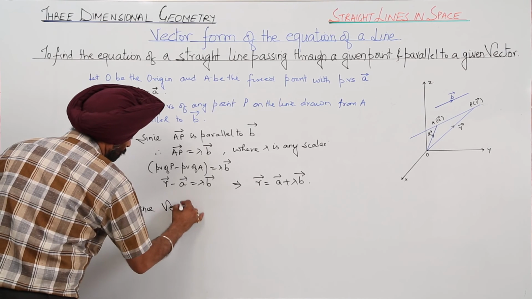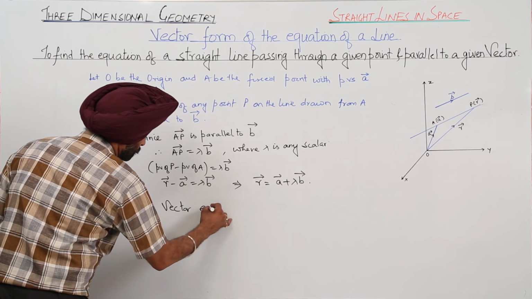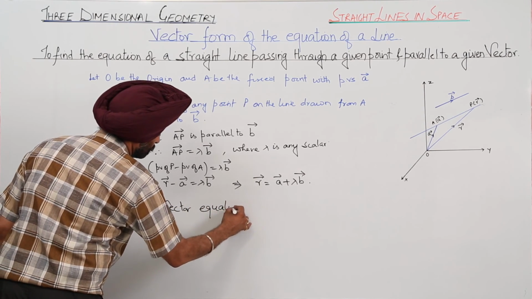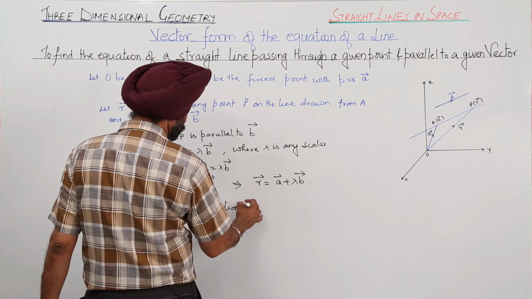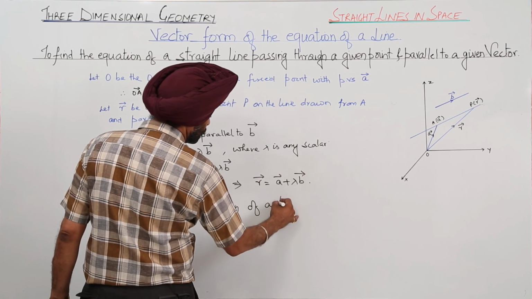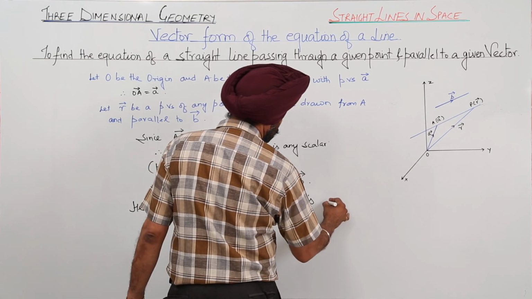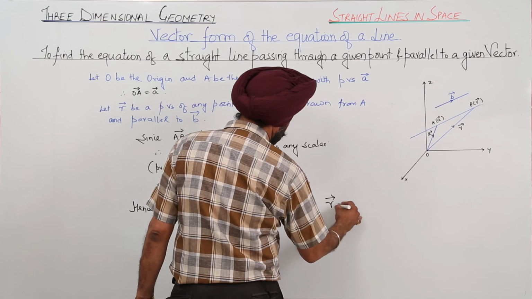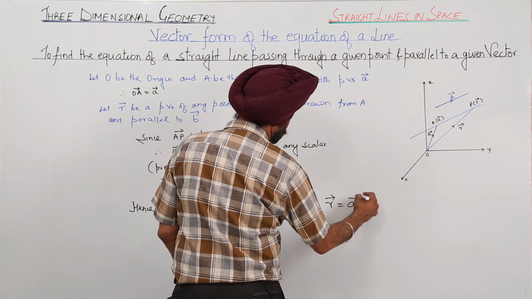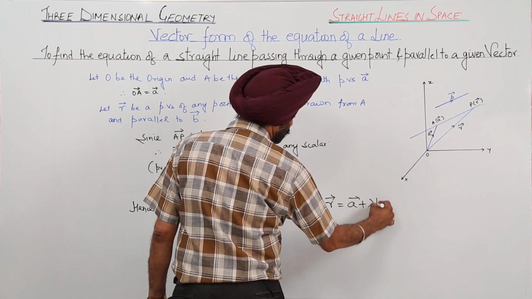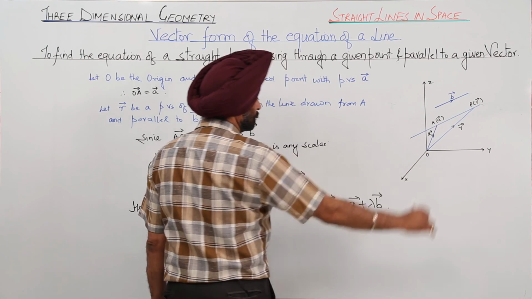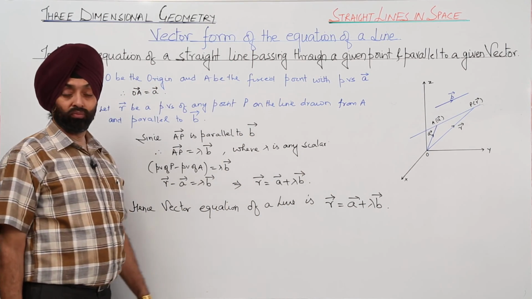Now, hence the vector equation of a line is vector R is equal to vector A plus lambda vector B. So, this is the vector equation.